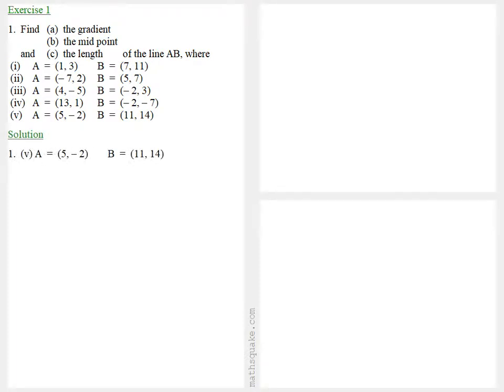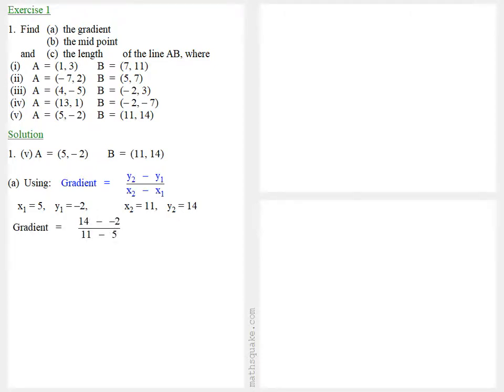In question 1, part 5, we have A is (5, -2) and B is (11, 14). So x1 is 5, y1 is -2, x2 is 11 and y2 is 14. So the gradient is (14 take away -2) over (11 - 5). So the gradient is 16 over 6, which cancels to give the gradient is 8/3.